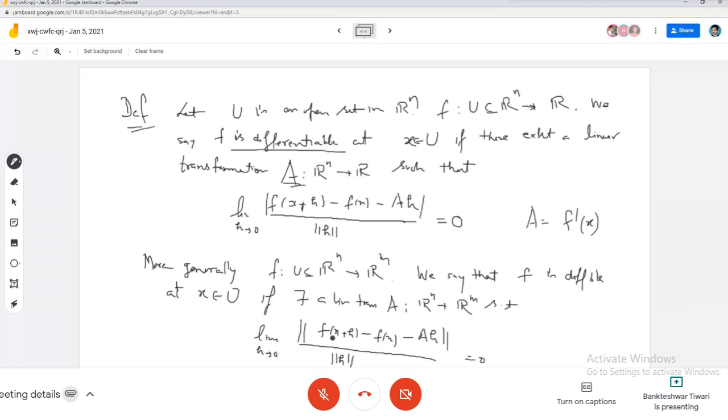Here you see all the entries in the numerator are elements of Rm, these are vectors. So you have to take the norm of this vector. The norm of this vector will be a real number, and h is a vector in Rn, so you have to take the norm in Rn. So now these two are real numbers. As this vector h tends to 0, if this quotient approaches 0, we say that the function is differentiable at the point x, and this linear transformation A is called the derivative of the function at the point x. Or you may also call this the total derivative of the function at the point x.